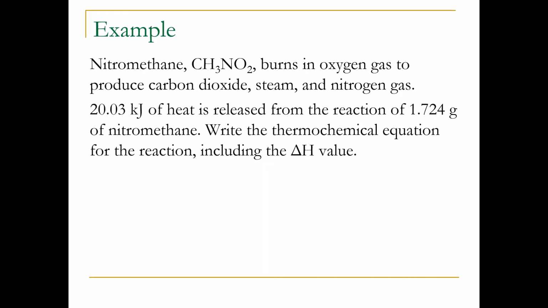Alright, let's try another one. We have nitromethane burning in oxygen gas to give us CO2, H2O, and N2. We have 20.03 kilojoules of heat coming off of the reaction if we start with 1.724 grams of our nitromethane. We want to write our equation and calculate delta H. So let's start with the equation. We have CH3NO2 burning in the presence of O2 to give us CO2 and water and N2.